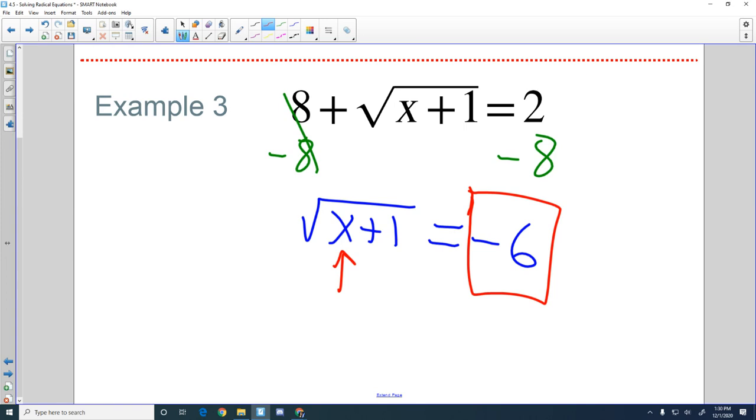All right? So if you ever get to this point where you're taking a square root, or for that matter, any even index root, a 4th root, a 6th root, it can't equal a negative. Okay? What about an odd root? Do you think like a cube root could ever equal a negative?